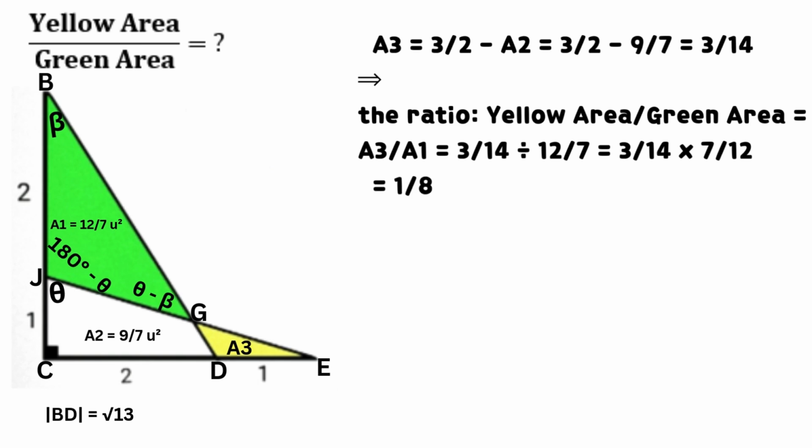It implies that the ratio yellow area to green area equals A3 divided by A1, which equals 3 divided by 14 multiplied by 7 divided by 12. The result equals 1 divided by 8. Therefore, the ratio yellow area to green area equals 1 divided by 8.